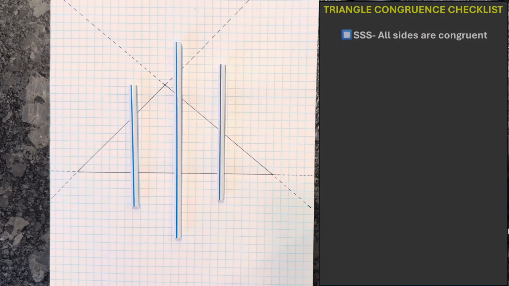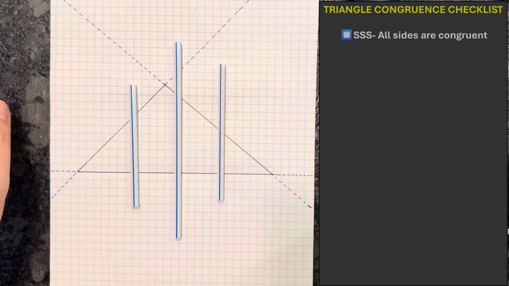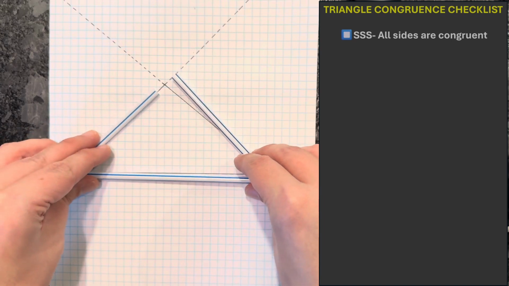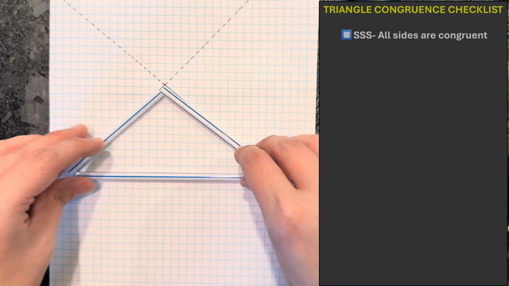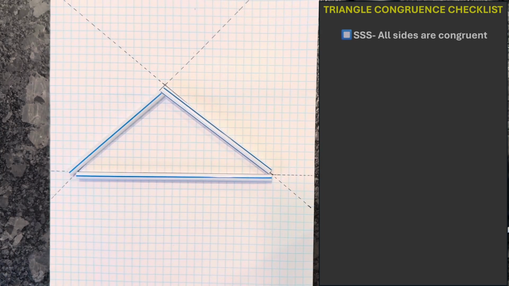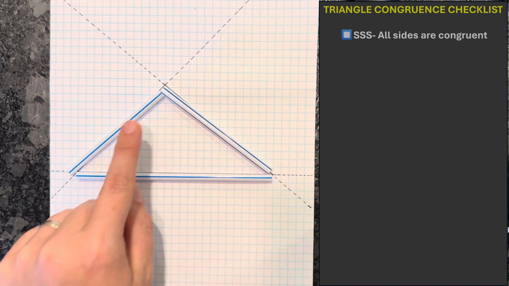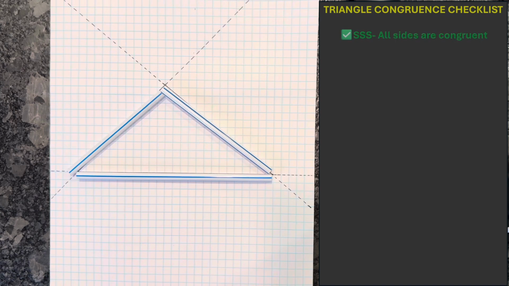For SSS, if I give you 3 specific side lengths and ask you to construct a triangle, there is only one way to connect them. No matter how you arrange the sides, they must always meet in the same way to form a unique triangle. Since there's no other way to draw a different triangle with the same 3 sides, SSS always guarantees congruence.